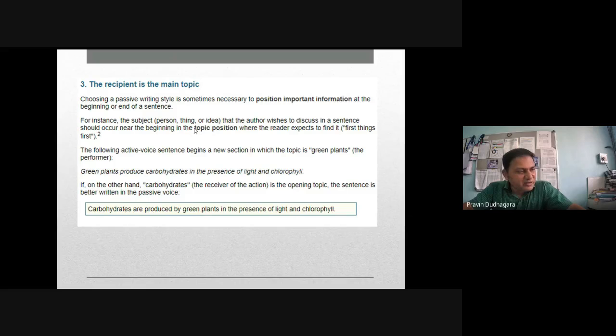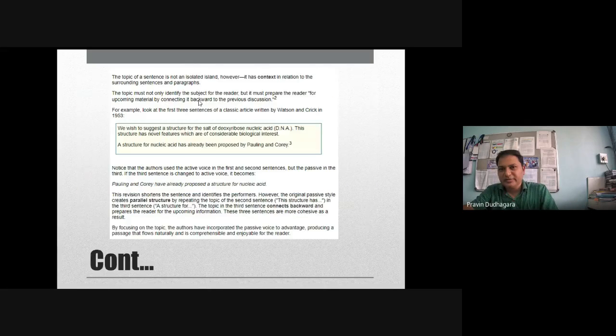For example, a very famous sentence is: green plants produce carbohydrates in the presence of light and chlorophyll. Once you change it, it becomes: carbohydrates are produced by the green plant in the presence of light and chlorophyll. So this is a more usable, more understandable form. Generally in scientific literature, it is written as carbohydrates produced by the green plant in the presence of light and chlorophyll. If you change that part, now the green plant becomes the actor, and then the meaning is changed. So changing the word or voice is not a way to escape from plagiarism.